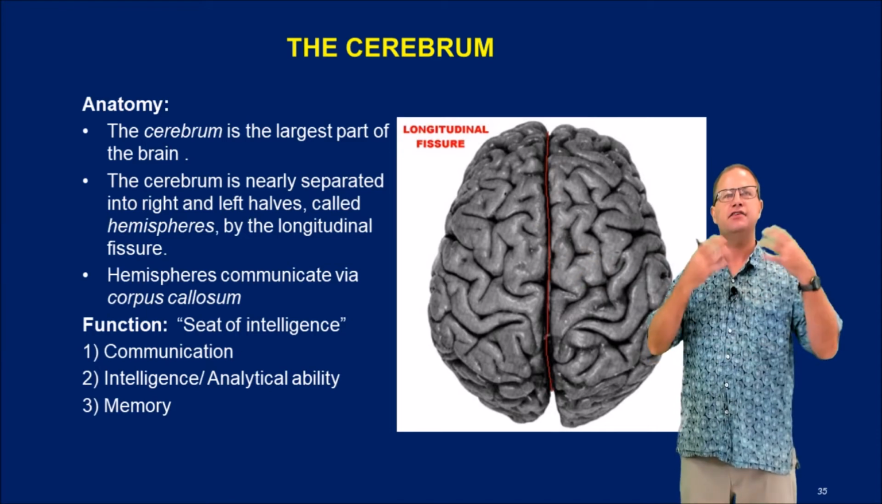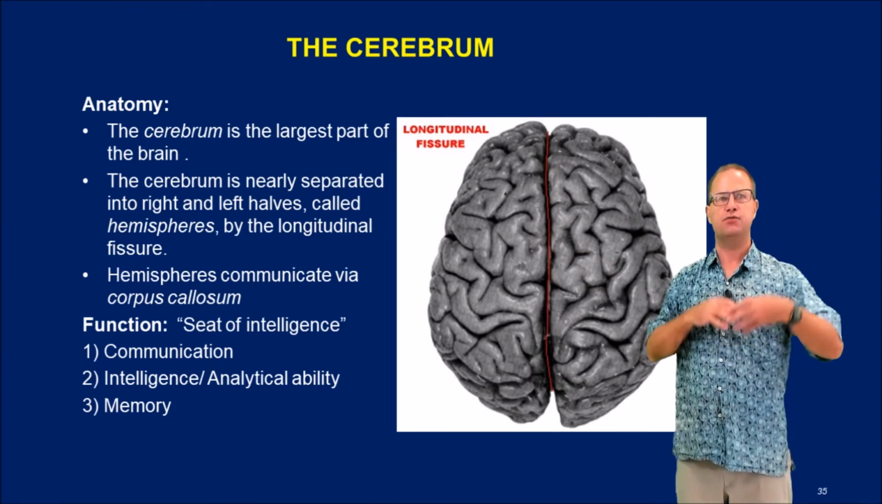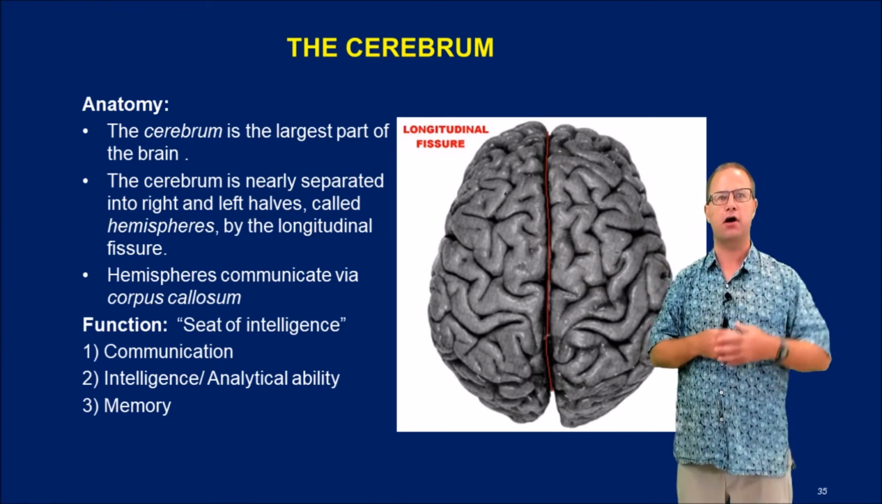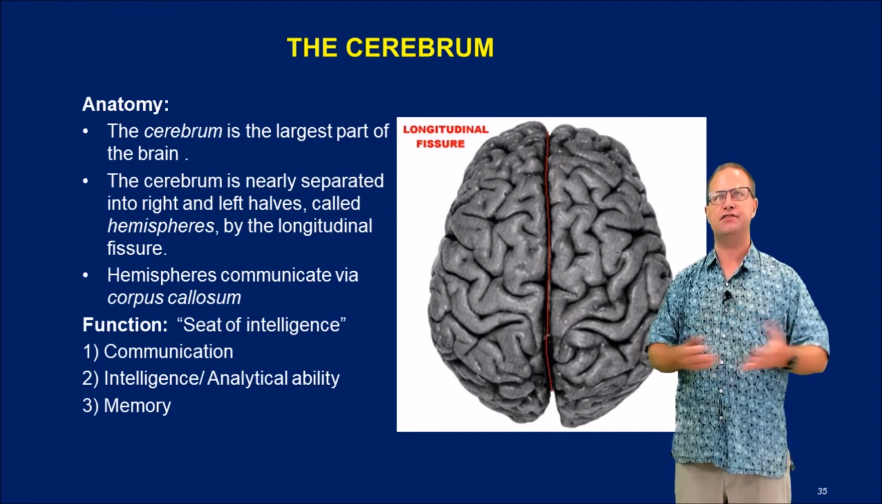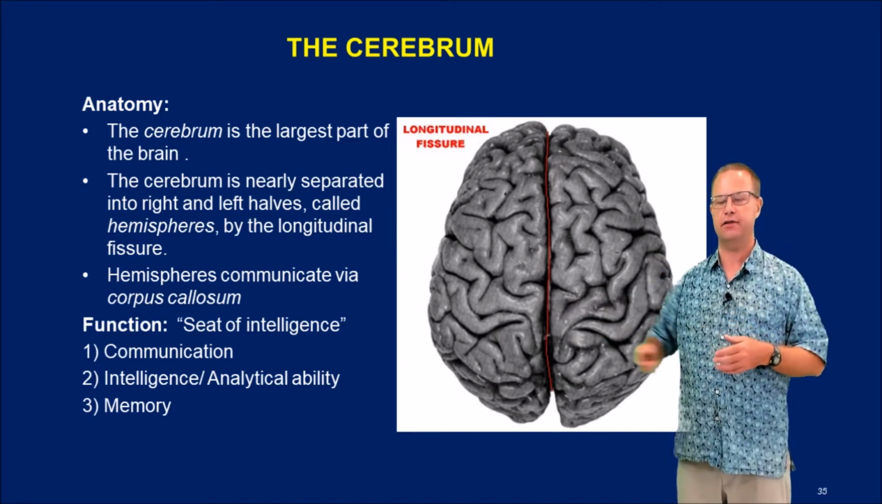So again, the cerebrum is the seat of intelligence. It's where we have our communication skills, our intelligence, our analytical ability, our memory, and also our ability to generate motor nerve impulses, as well as to process sensory information coming into the brain.